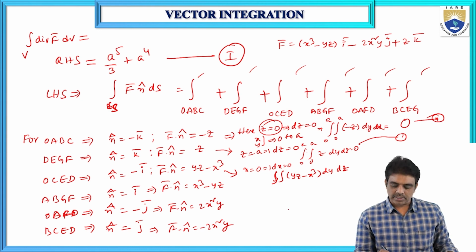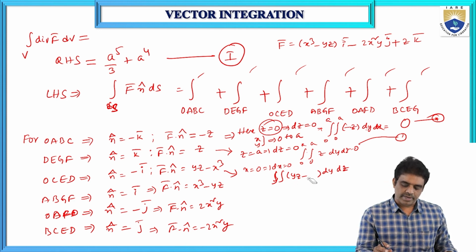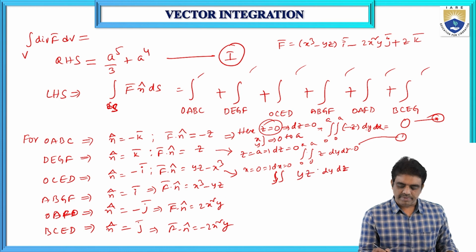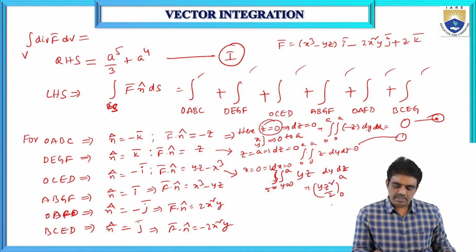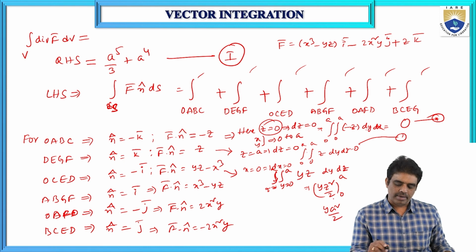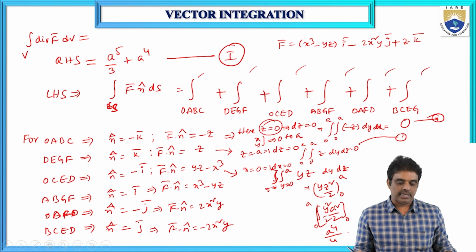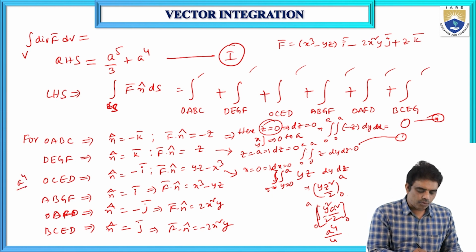So n bar dot I bar is 1, so you do not need to consider it. Here x = 0, so that term is 0, and you will get only yz. I will write yz dy dz, but y varies from 0 to a and z also varies from 0 to a. On integrating you will get y into z square by 2, z from 0 to a. That means y into a square by 2. Again integrating from 0 to a, y gives y square by 2, so the integral is a power 4 by 4. That is the value.